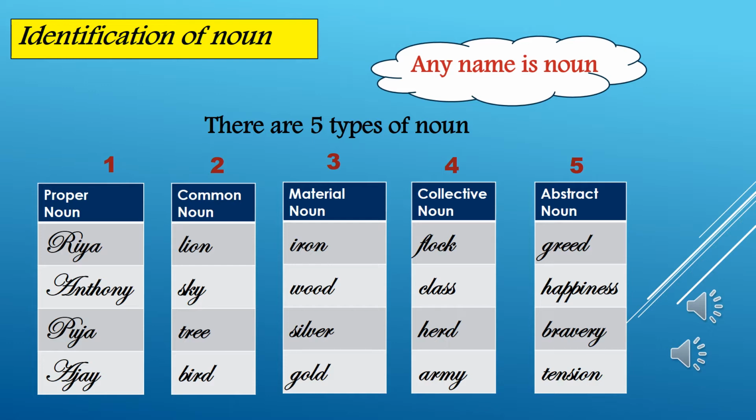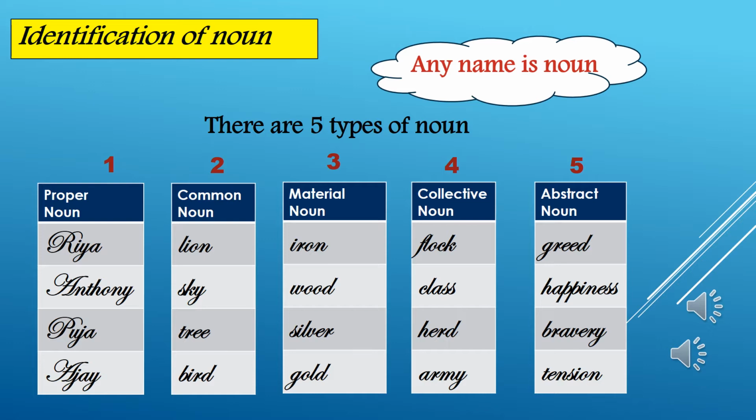Ria. So, Ria is the name of a girl. We call her Ria. Similarly, Anthony, Pooja, Ajoy, Tom. So, these are all proper nouns. What is your name? Okay, so your name is also a proper noun. Now, what is common noun? Common noun is not a specific name of a person like proper noun.